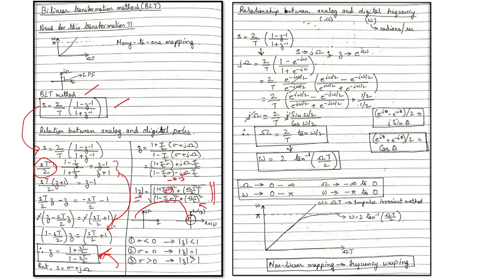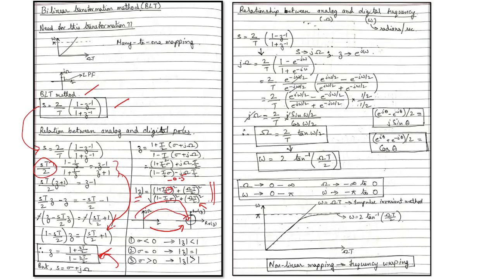Similarly, if sigma is equal to 0, both numerator and denominator become equal and we get 1, so the frequency axis maps onto the unit circle. And if sigma is greater than 0, the right half maps outside the unit circle. So it meets all the design criteria needed to design a stable filter. If we have a stable analog filter, we can easily map that into the digital filter using the bilinear transform method.